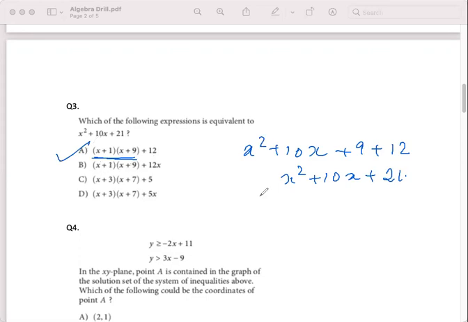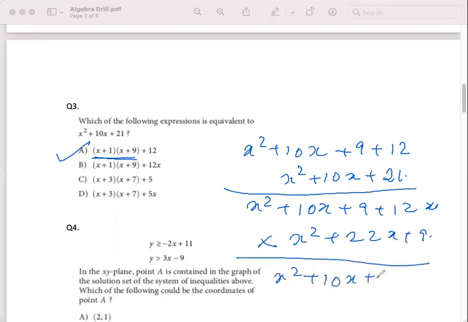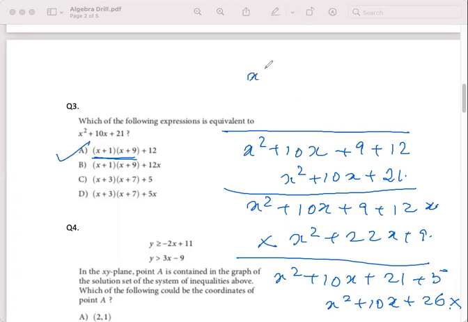If we look at option B, that becomes x squared plus 10x plus 9 plus 12x. So that's x squared plus 22x plus 9. So that can't be my answer. If we look at option C, that's x squared plus 10x plus 21 plus 5, so x squared plus 10x plus 26. So again, that can't be my answer. And option D is x squared plus 10x plus 21 plus 5x, which is x squared plus 15x plus 21, which also is not the answer. So the answer is A.